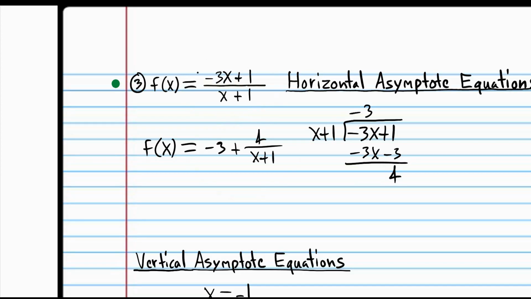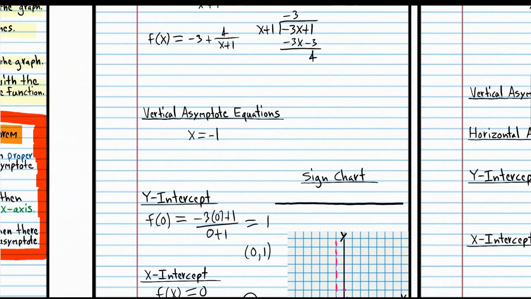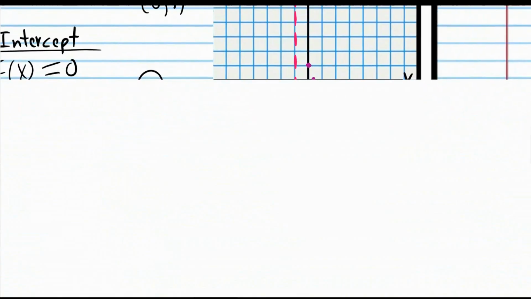So this shows us what the horizontal asymptote is going to be, or where it's going to be located, because as x becomes really big, this fraction becomes really small. And all the y values approach -3, which means that there's an asymptote at y equals -3.